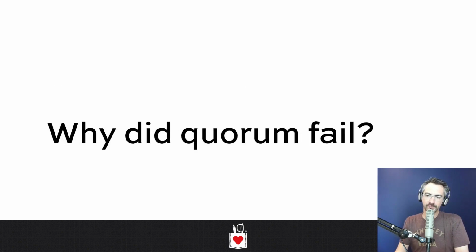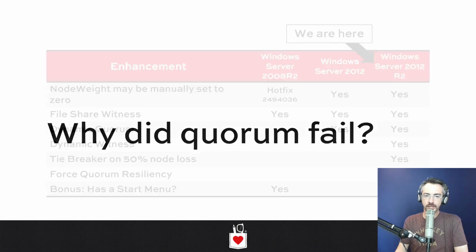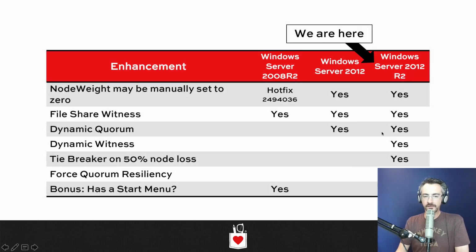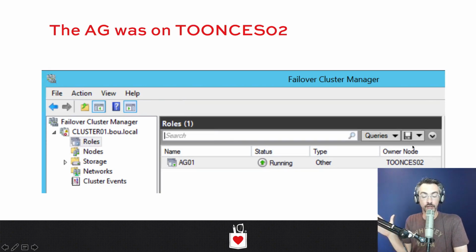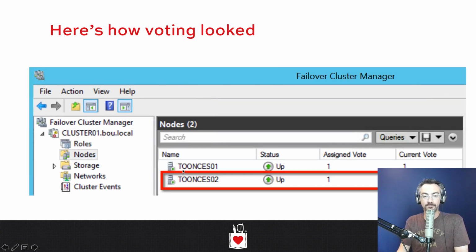So why did cluster quorum fail? I'm running Windows Server 2012 R2, which should have given me both dynamic quorum and dynamic witness. These should prevent exactly the scenario we had here. However, there was no witness configured ahead of time. The availability group was on ToonSys02. Both ToonSys02 and ToonSys01 are involved in this, but they don't both have votes. Just because ToonSys02 is the owner of the availability group does not mean he's the one with the vote.